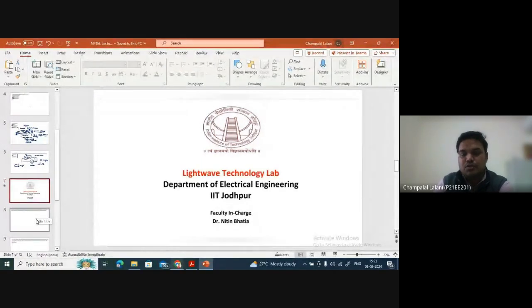Here we have shown the transmission of light or data. We have a pulse kind of signal going to the receiver side, and this was the small setup and demonstration.